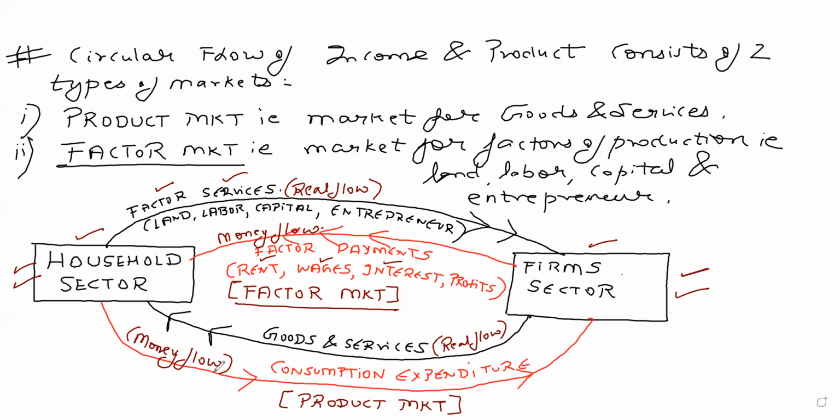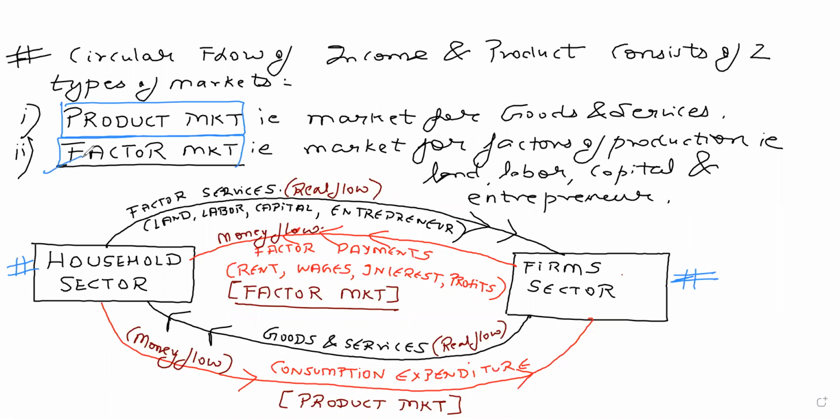I'm quickly revising with all the students once again so that all of you are crystal clear with the diagram. In the exam, it is very important that when a question comes on circular flow of income and product, you need to draw the diagram. So quickly revising, two sectors in the economy, household sector and the firm sector. Two types of markets, product market, factor market. Two types of flows, real flow and money flow. Let's look at all of them.